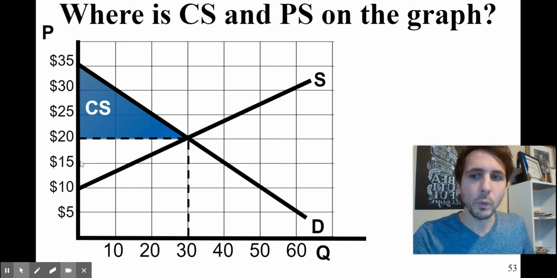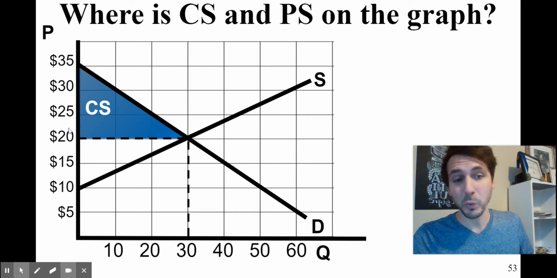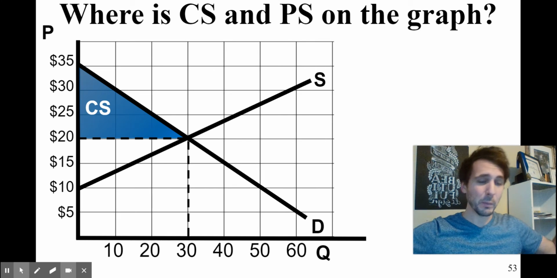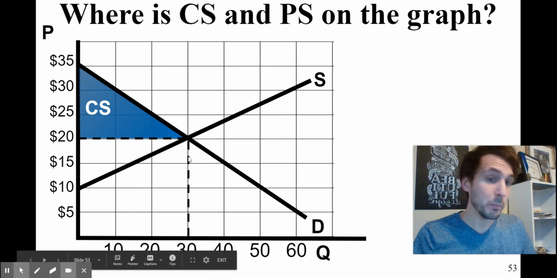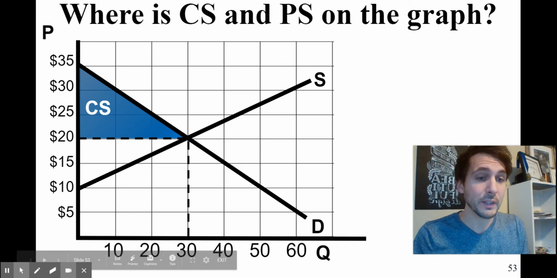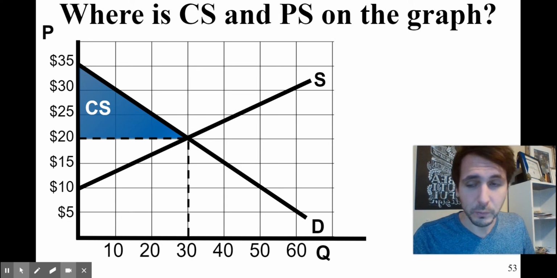Now, somebody who's willing to only pay $15 for this, they're out of the market, right? Over here, they're out. They were willing to pay $15. They have to pay $20. They're not willing to do that. They don't buy or sell. So we will never extend past the quantity being consumed.